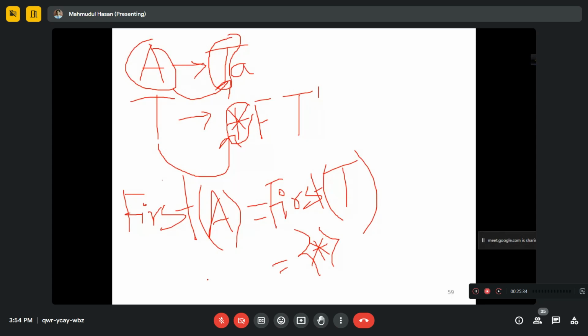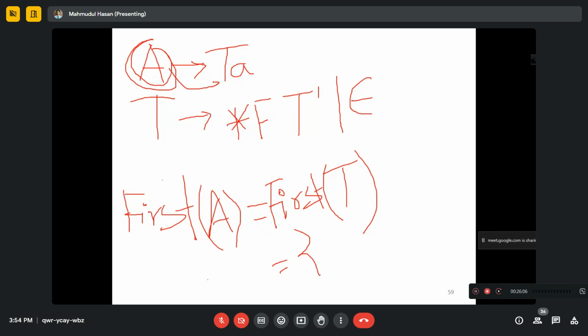But now there is a problem. Now my task is to find out the first of A. If I want to find the first of A, I need to look at the leftmost one, and this one is a non-terminal. That means I need to find out the first of T.